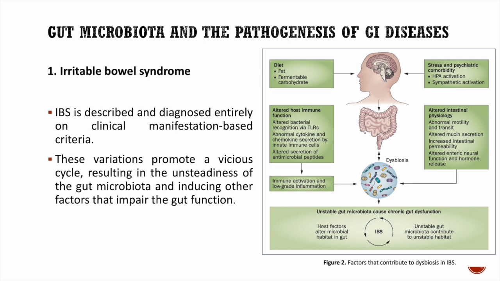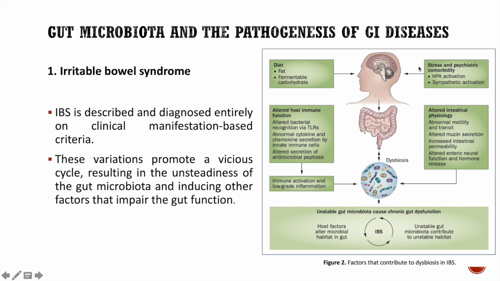The first one is irritable bowel syndrome. Functional intestinal conditions, including IBS, are described and diagnosed entirely on clinical criteria, which are identified by discomfort or abdominal pain and bowel habit alteration. Psychiatric morbidity, like depression and stress, changes in antimicrobial peptide secretion, as well as altered diet, have been shown to reshape the gut microbiome organization and subsequently lead to intestinal dysfunction.